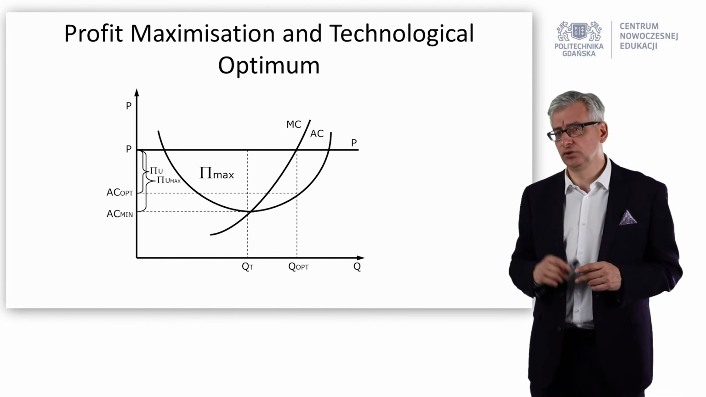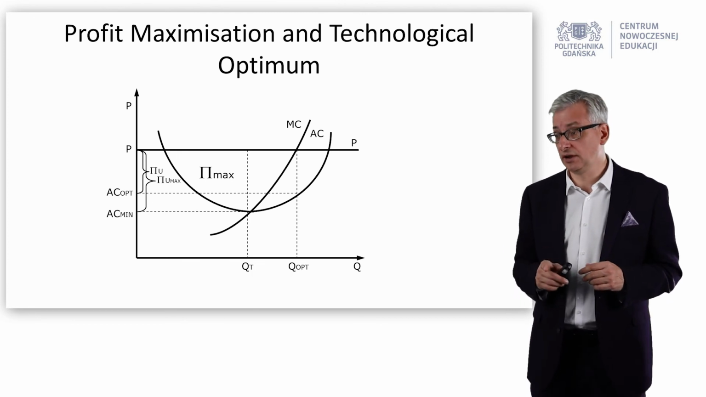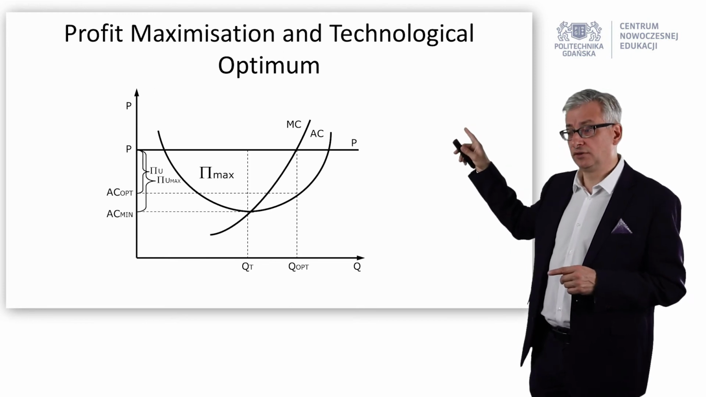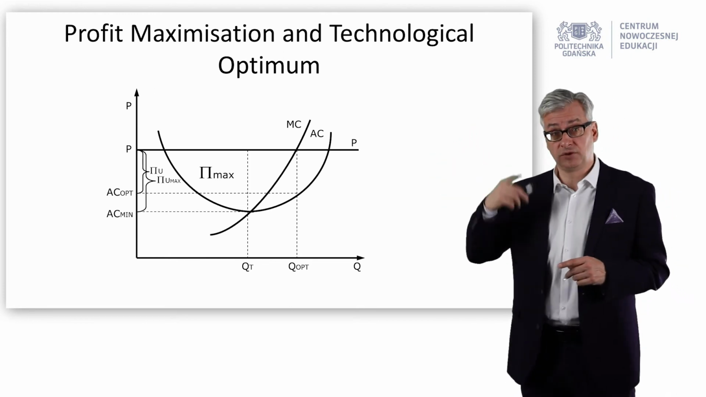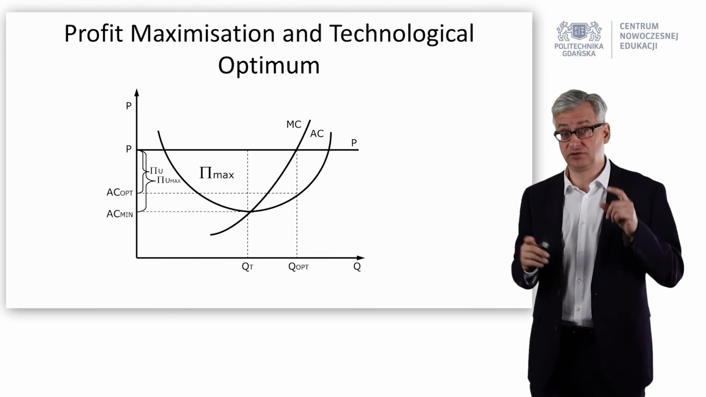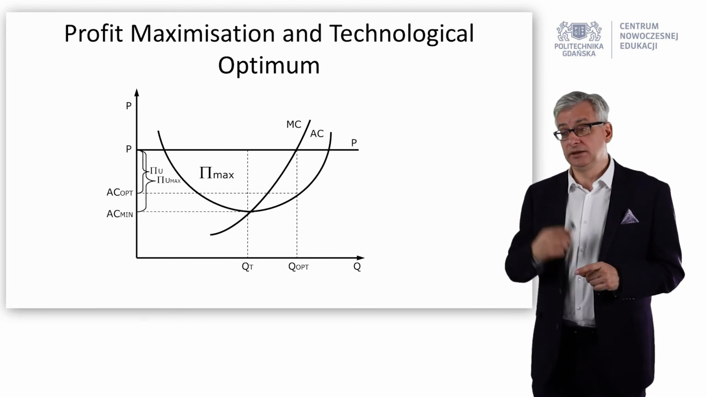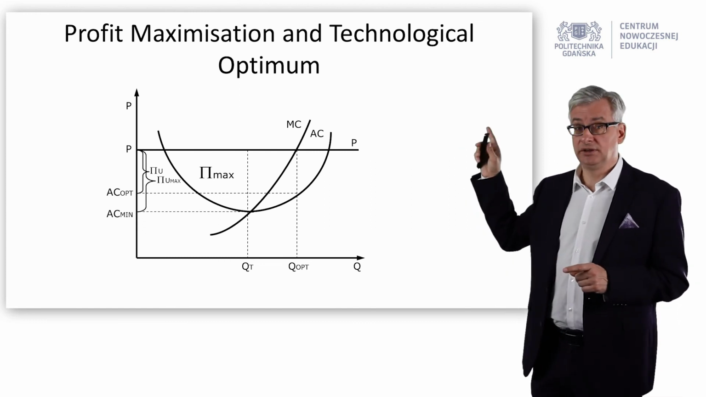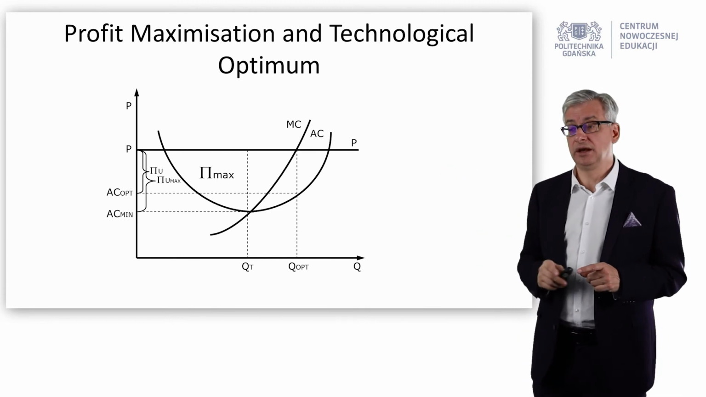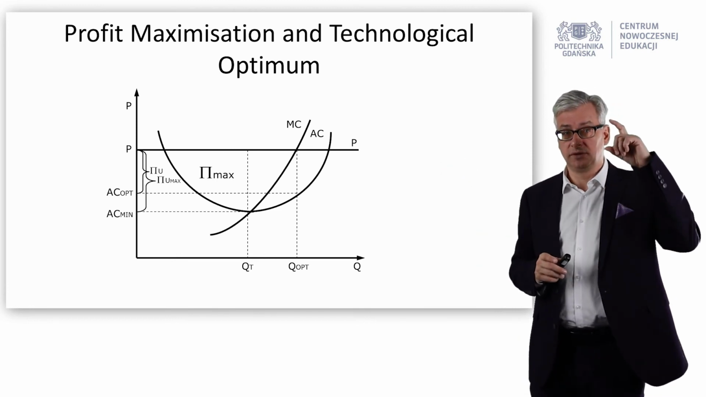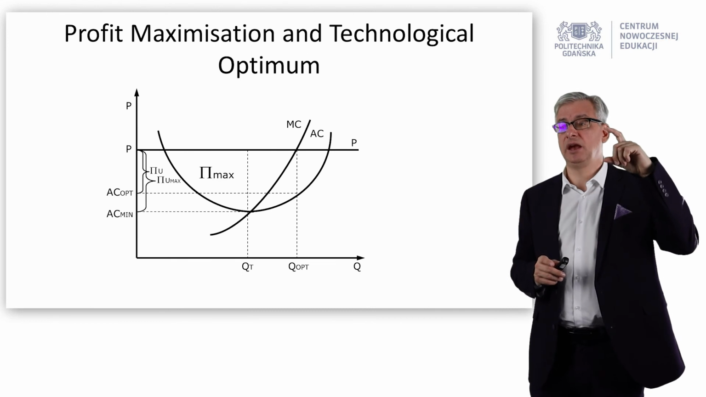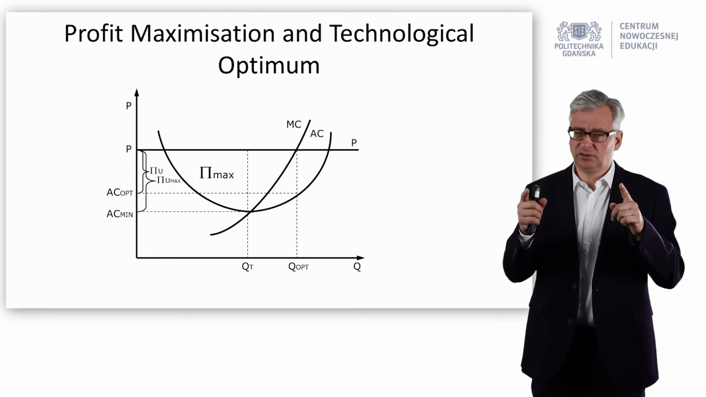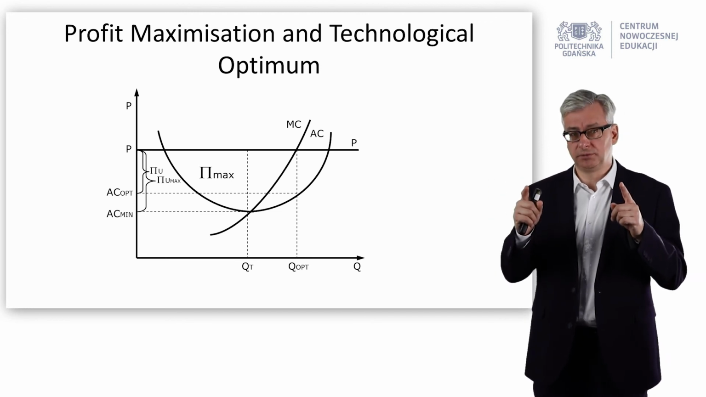When it comes to your total cost, you find it by putting Q optimum in the AC curve. So you get AC for the optimum production. This is the average cost. And again, those total costs can be found here in the graph as a rectangle with a vertical dimension being AC for optimum and the horizontal dimension, like previously, Q optimum.